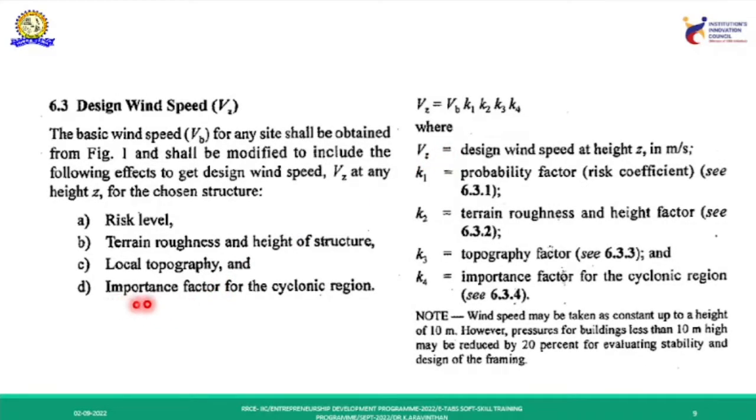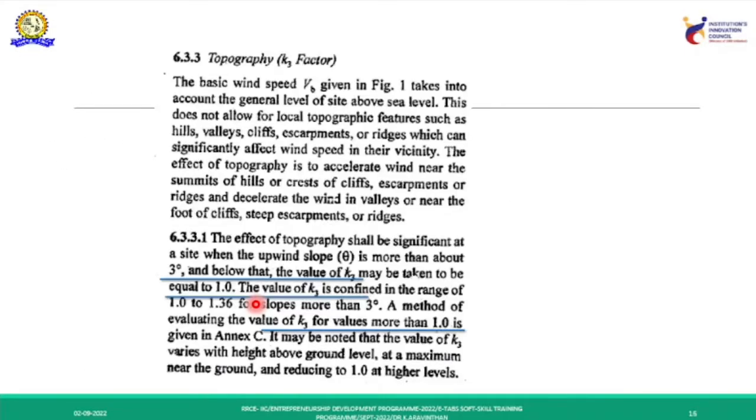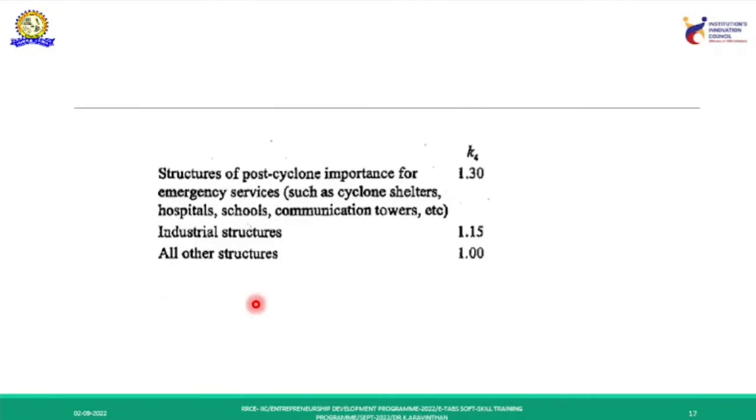K4 is the importance factor for cyclonic region. Structures of post cyclone importance for emergency service, such as cyclone shelter, hospital, schools: if you are building that, you have to take K4 as 1.3. Industrial structures, 1.15. All other structures will be taken as 1. Now our building comes under all other structures. Now let us take these parameters.